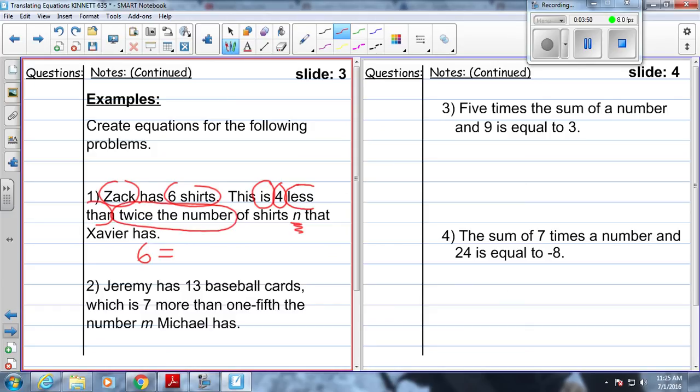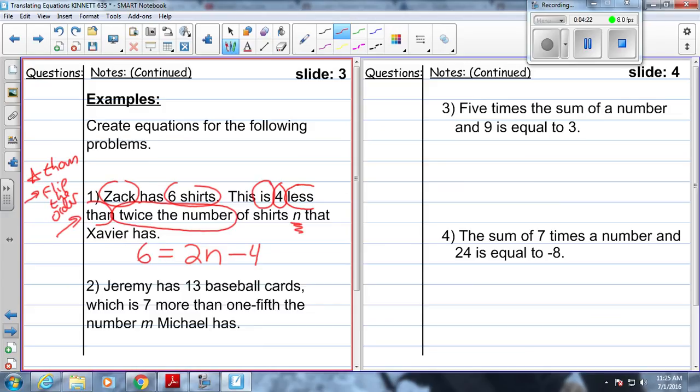So we had Zach on the left here, Xavier is going to be on the right. And you may need to remember that this word than, remember, that means we have to flip the order. The thing they said first goes second, and the thing said second goes first. So the thing said second here is twice the number. Then we have the less and the 4. And that is our translation. I wanted to get a less than in there so you see that flip.